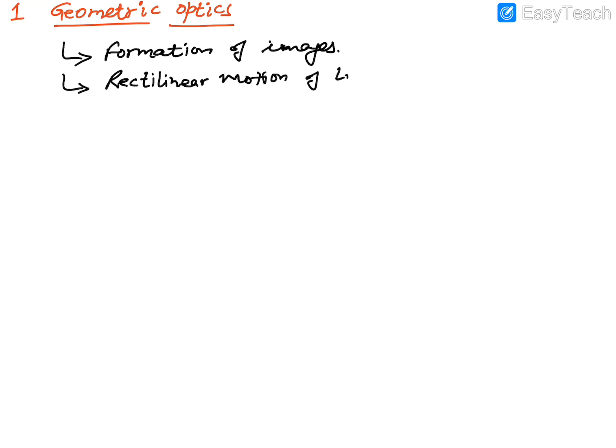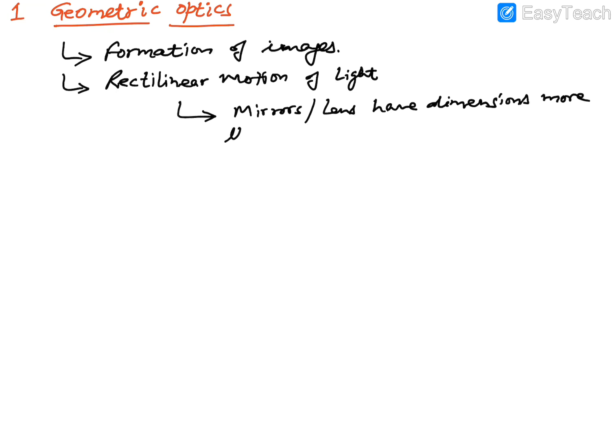So this is based on rectilinear motion. And how can we justify this rectilinear motion? This rectilinear motion of light will be justified if the image forming object has more dimension than the wavelength of light. So we can say its validity is when mirrors or lenses have dimensions more than the wavelength of light.